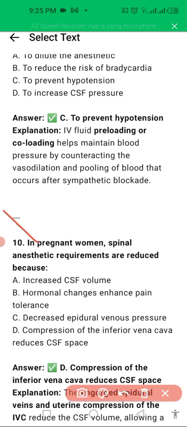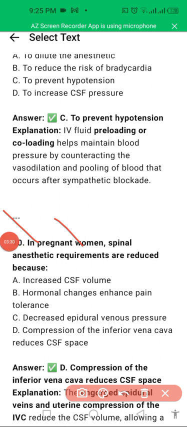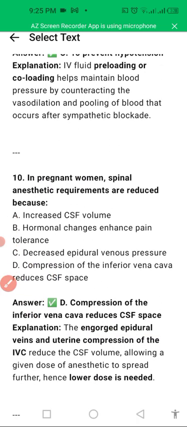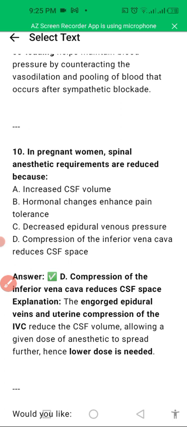In pregnant women, the spinal anesthetic dose is required to be reduced because of compression of the inferior vena cava, which reduces CSF space. The answer is compression of the inferior vena cava reducing CSF space, with engorged epidural veins and uterine compression of the IVC reducing CSF volume, so a lower dose is needed.